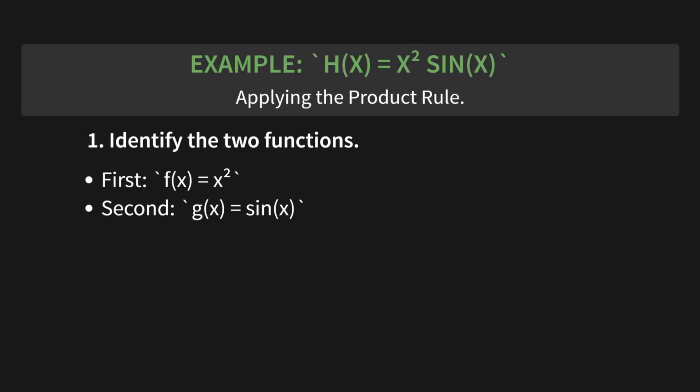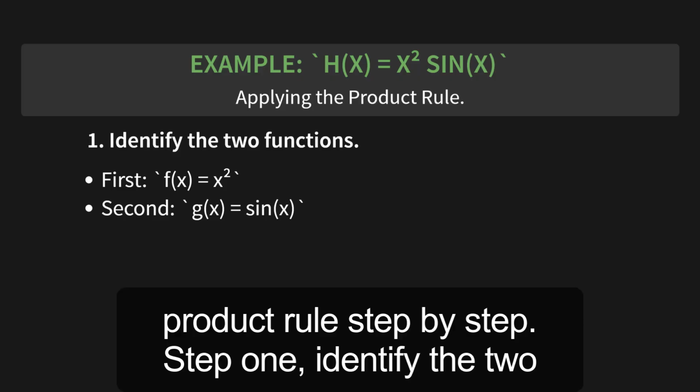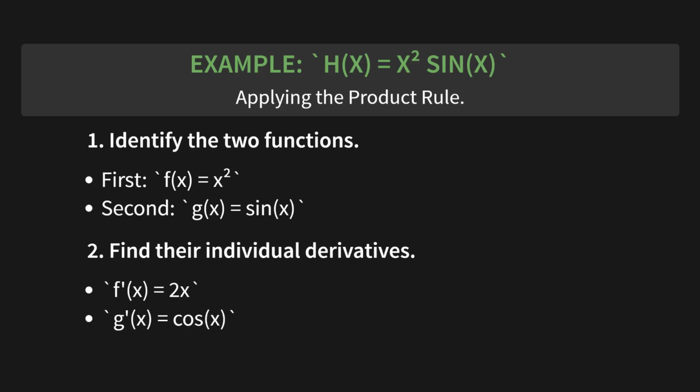Let's try it on our example. Our example was h of x equals x squared sine of x. We're going to apply the product rule step by step. Step 1. Identify the two functions. The first function, f of x, is just x squared. The second function, g of x, is sine of x. Easy enough. Step 2. Find their individual derivatives. The derivative of x squared, that's f prime of x equals 2x. We know that one. And the derivative of sine of x? From our library, that's g prime of x equals cosine of x.